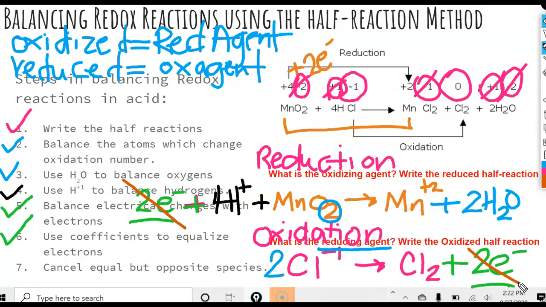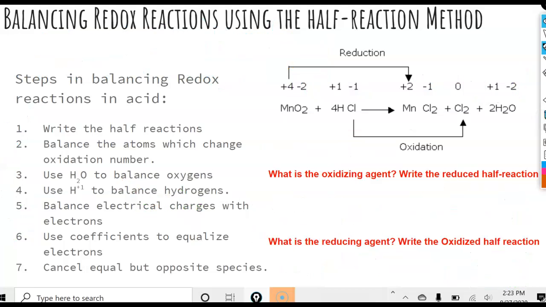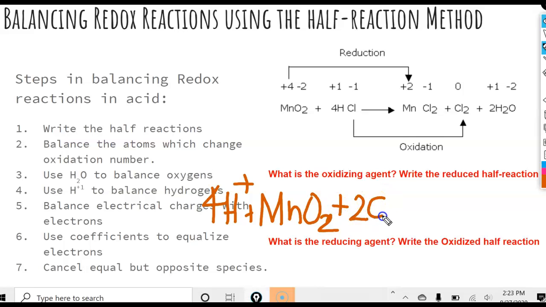If you don't mind, I'm going to clear the screen right now so that I have room to write, because I have suddenly run out of room to write. So let me do that. Okay, so what I end up with is 4 hydrogen ions plus MnO2 plus 2 Cl minus 1, and that's my reactants.